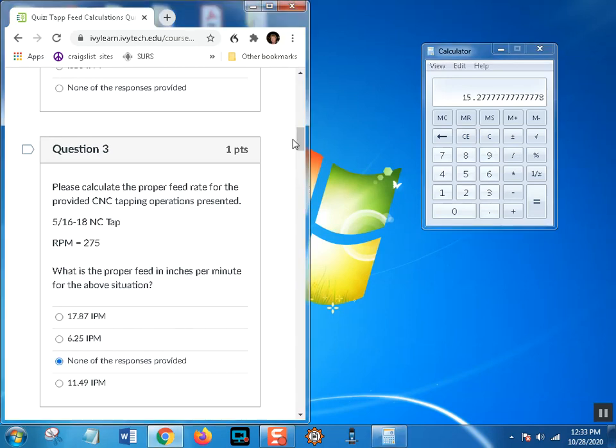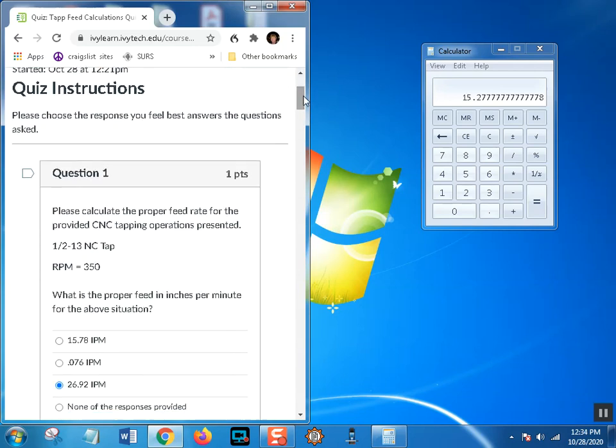All right. So to recap real quick, all you're going to do is take the pitch. Then we express it as a decimal, which means in English we have to do this: 1 divided by 13 equals that. That's the pitch expressed as a decimal. That tap has to travel 76 thousandths and 9 tenths every time it goes around at least once. Then, to convert it to inches per minute, we multiply it times the RPM, which in this case is 350. And there we get 26.92, and we pick 26.92 inches per minute.